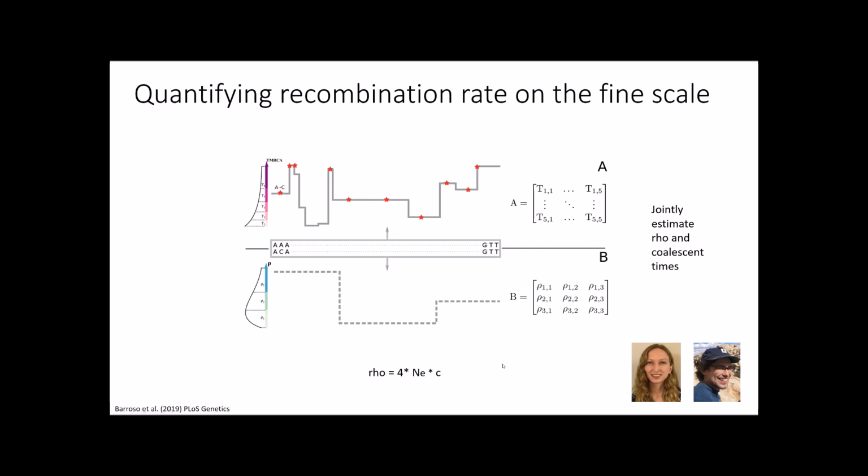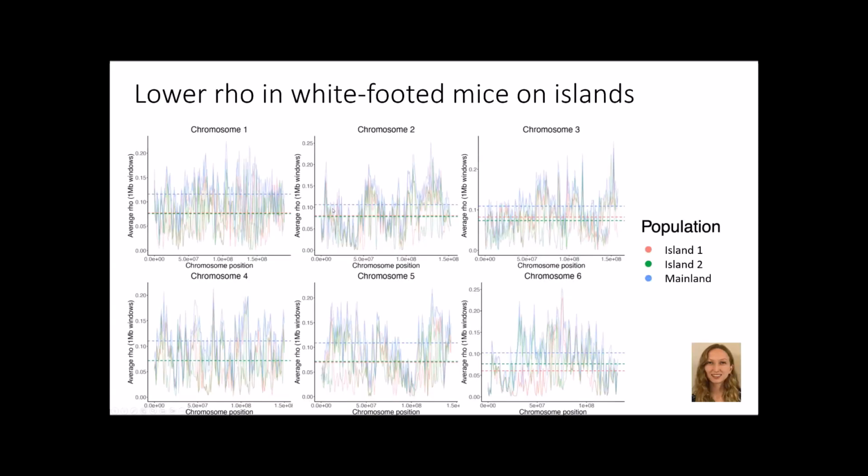Now, it's important to keep in mind that even accounting for that, what you're estimating still has the affected population size in it, okay? So rho is equal, for an autosomal locus, to 4 times the affected population size times C, which is the recombination rate we're interested in. But I'll talk about that in a second. So we get these rho maps, and this is what it looks like.